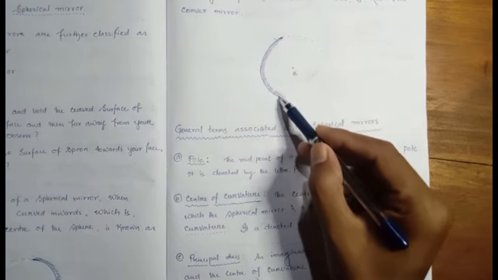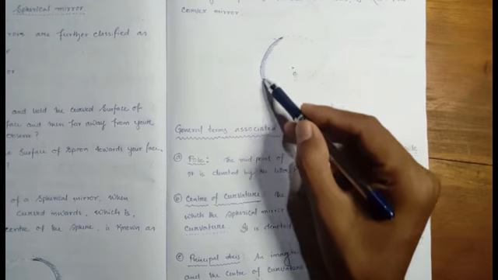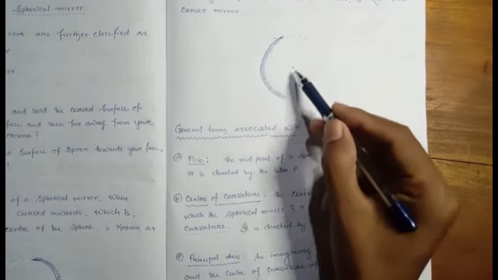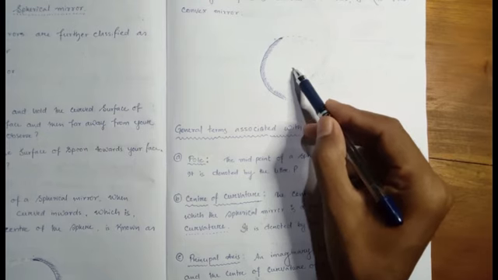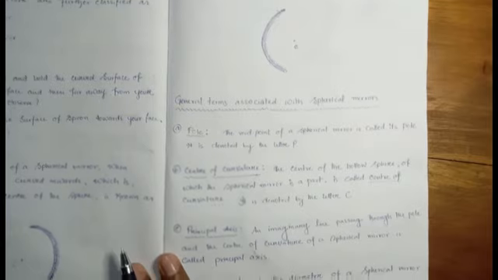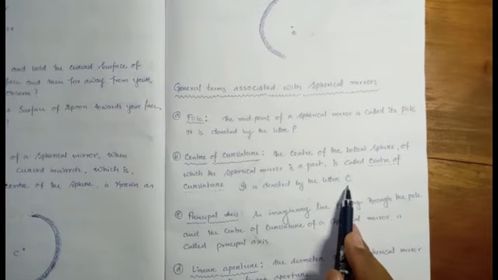This one is your convex mirror, and you can consider this convex mirror is a part of your hollow sphere. So what is the center of this sphere? This is C. This C is called the center of curvature, and it is denoted by the letter C.